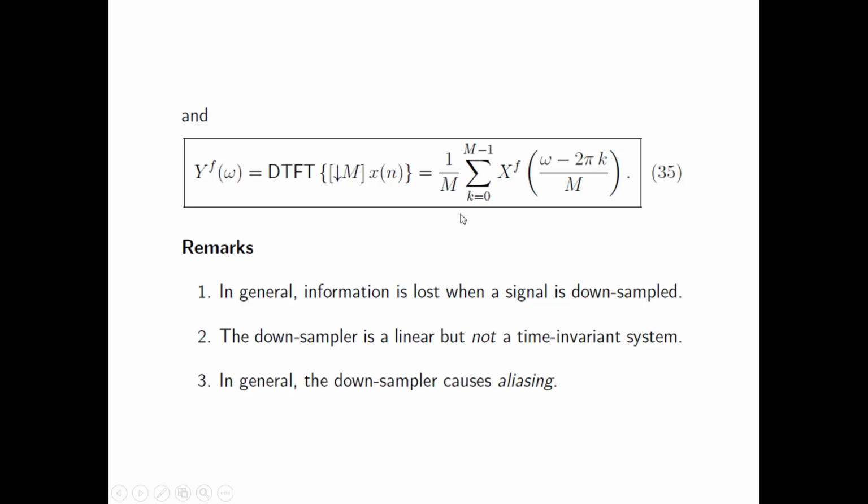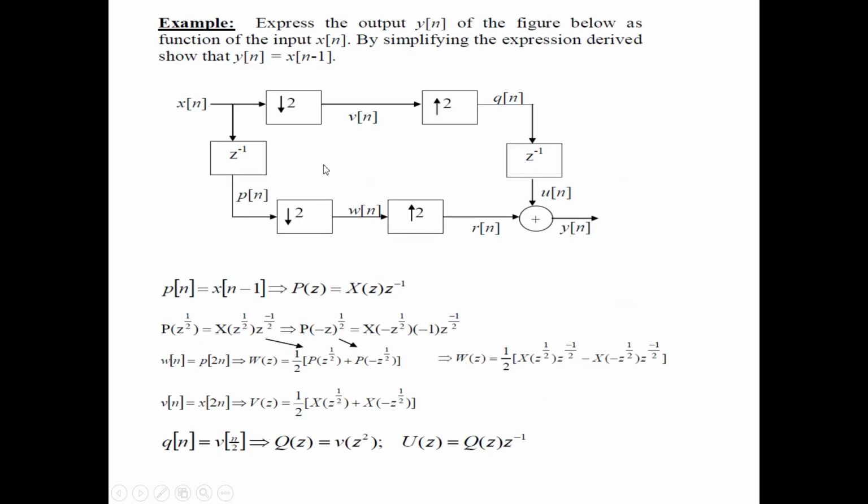Okay, now let us take an example where we will use the formulas derived for downsampling and upsampling, and we will try to solve the problem. The problem at hand is to express the output y[n] of the figure below as a function of the input x[n]. By simplifying the expression derived, we will have to show that y[n] is equal to x[n-1]. Now let us look at this problem. We will start from this end.